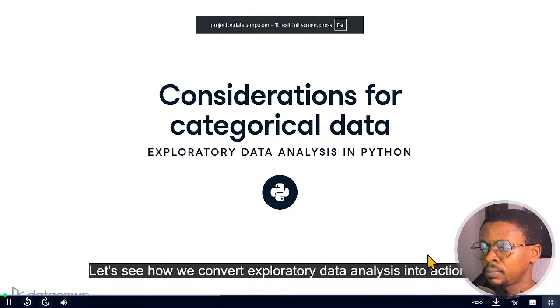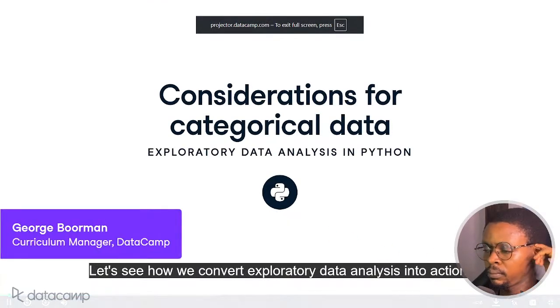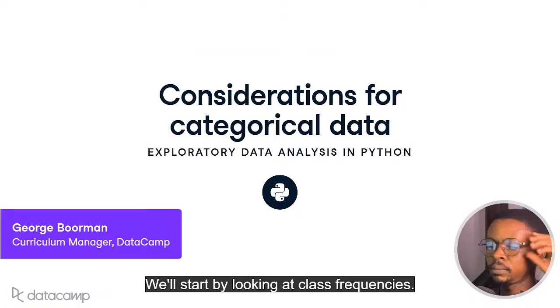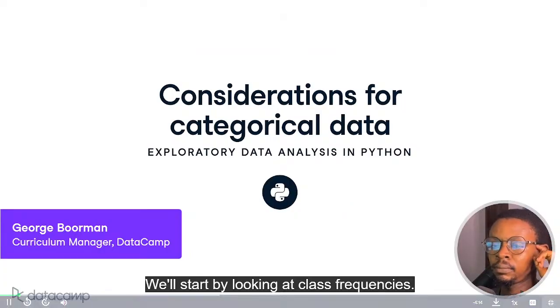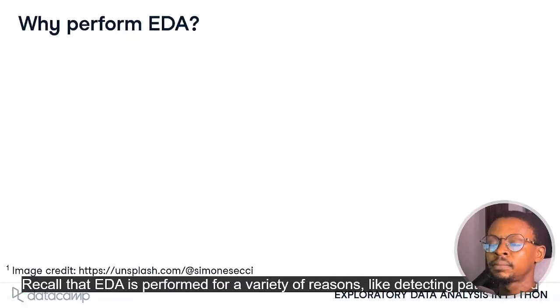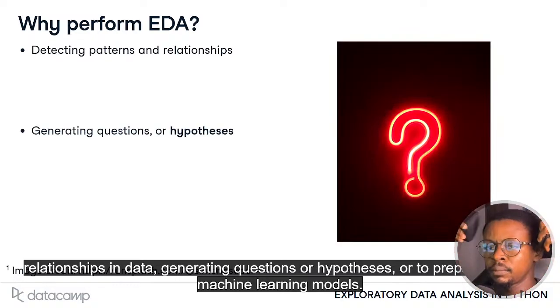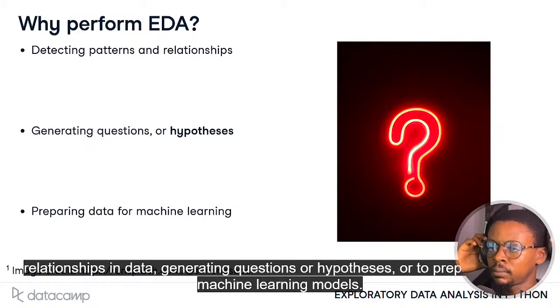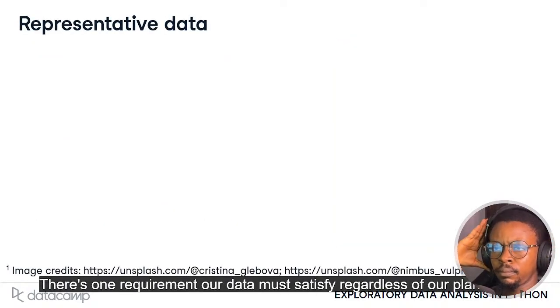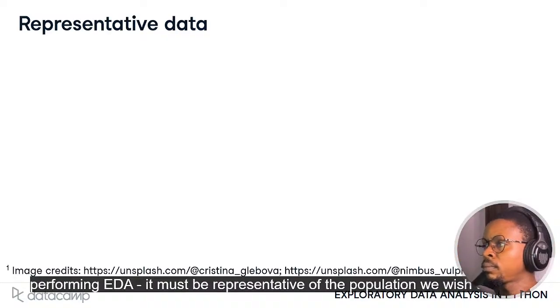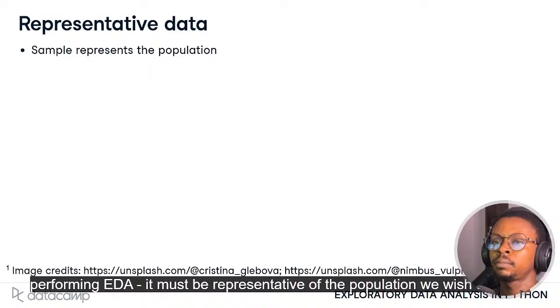Let's see how we convert exploratory data analysis into action. We'll start by looking at class frequencies. Recall that EDA is performed for a variety of reasons, like detecting patterns and relationships in data, generating questions or hypotheses, or to prepare data for machine learning models. There's one requirement our data must satisfy regardless of our plans after performing EDA. It must be representative of the population we wish to study.